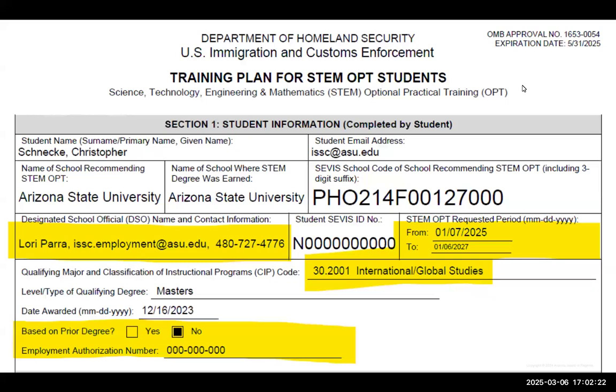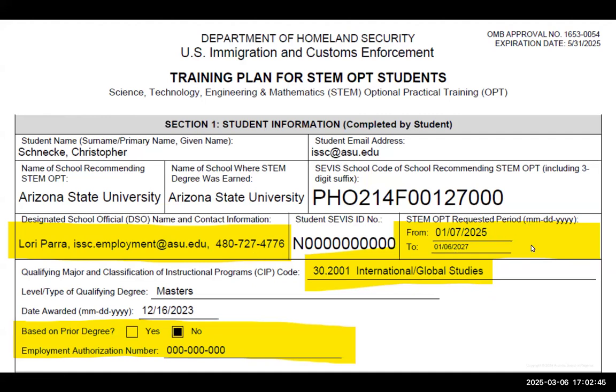Okay, so as I mentioned before, here is page one filled out correctly. As you can see, the name of the school recommending STEM OPT is Arizona State University, and it's also where the degree was earned. Under the DSO contact info is the name of one of the DSOs, as well as the email for the ISSC's employment team, as well as the office phone number.